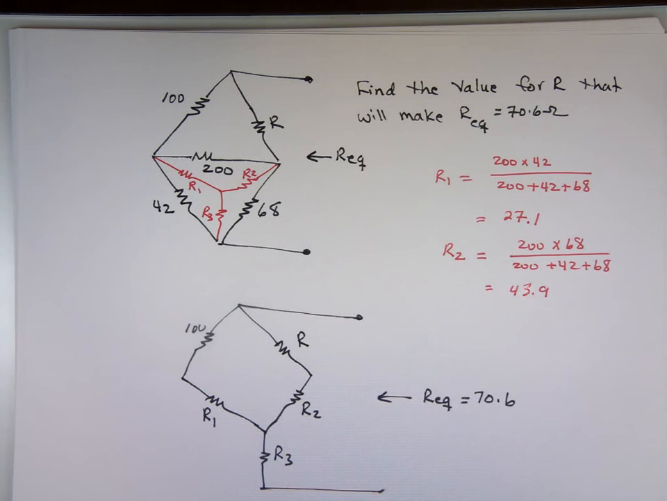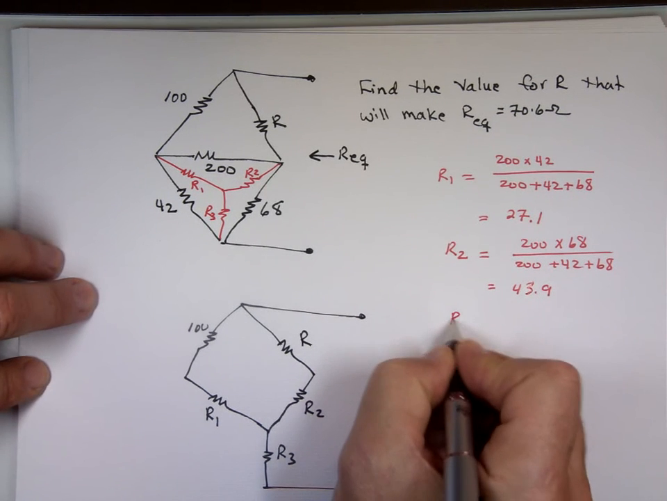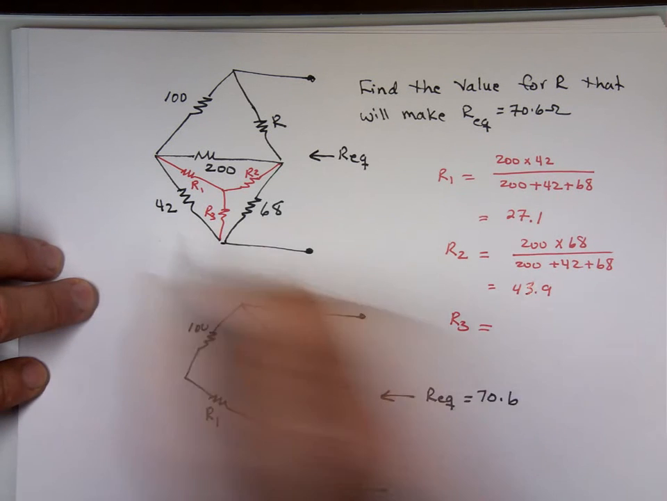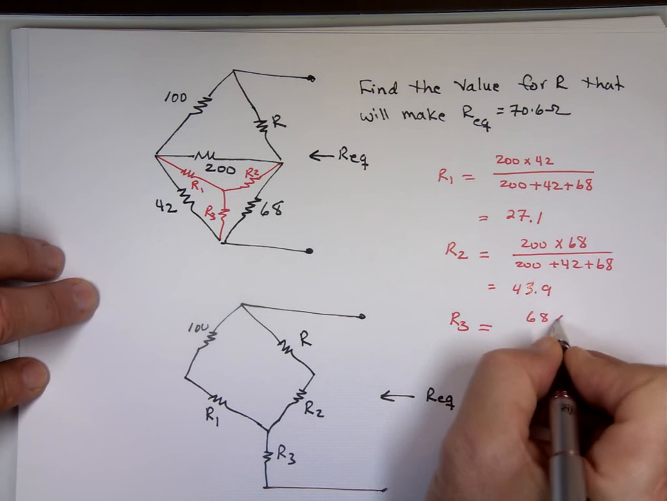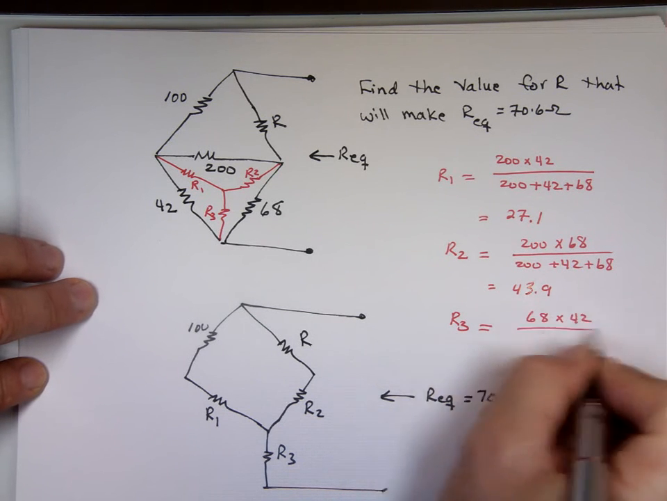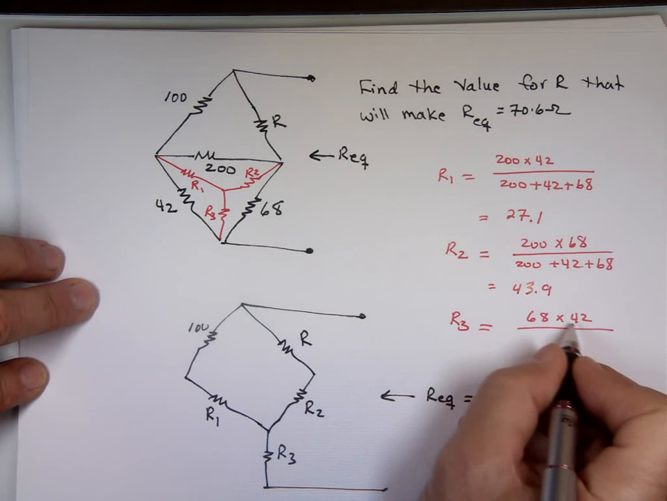And what's R sub 3? 68 times 42, right? 110 over 310. 110? That's a multiplication on the top, right? Never mind, sorry.